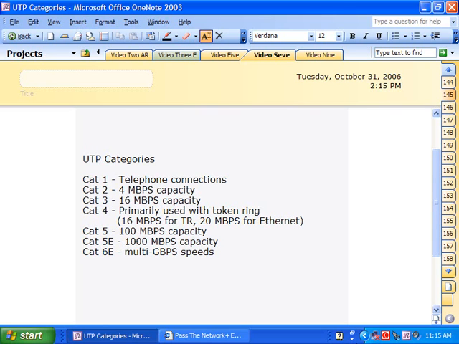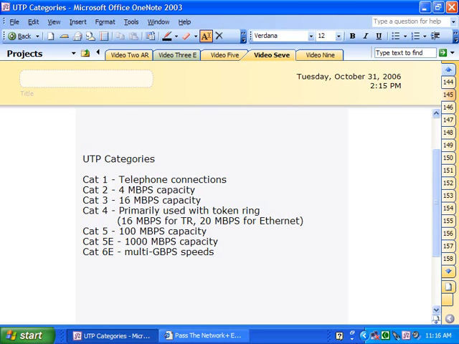Cat 4, you really don't see a lot of that anymore because it's primarily used for token ring networks. And token ring networks, as I've mentioned once or twice in the course, are not dead, but you just don't see a lot of them anymore. Ethernet just is a lot more efficient. You can use Cat 4 with Ethernet networks as well, with a maximum transmission of 16 meg for token ring and 20 meg for Ethernet.